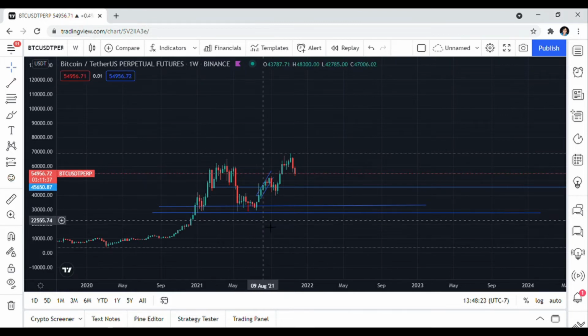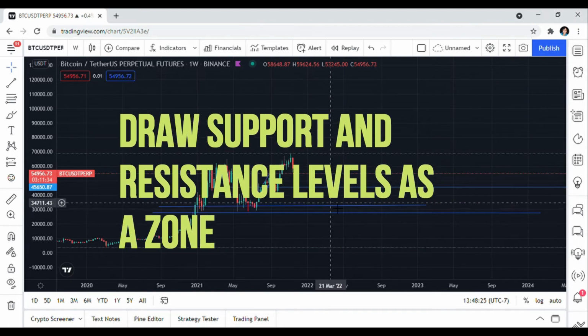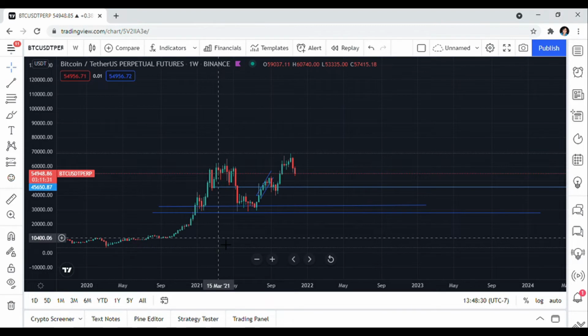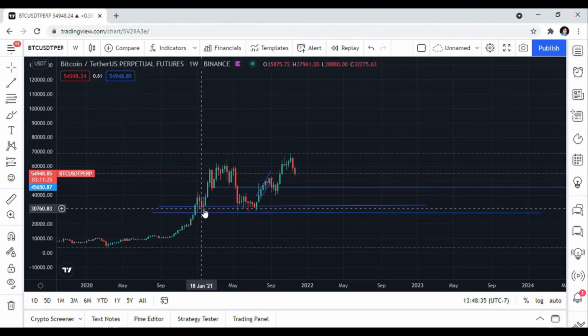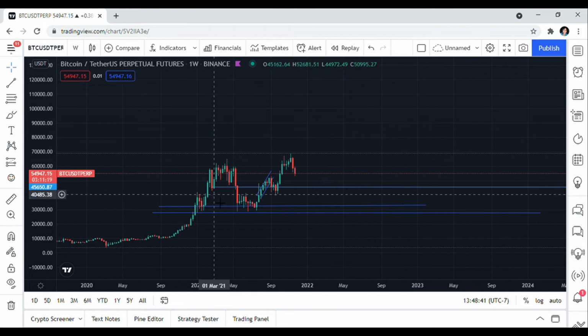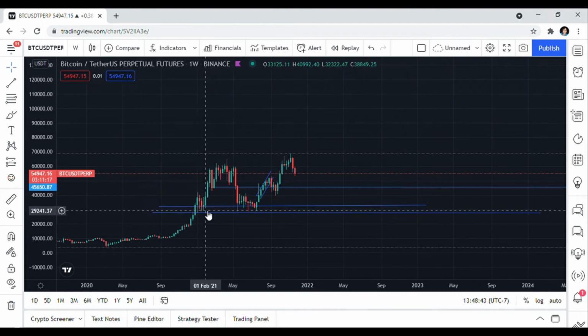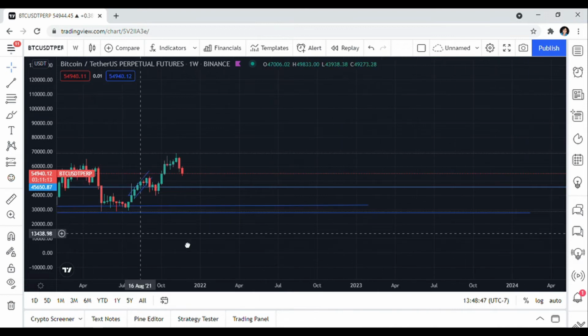So that's why you want to draw your support and resistance line as a zone and not as a single line. And how you can draw them as a zone is basically, for the support, you would want to look at the two lowest full body candles, and then you draw a line there. So in this case, I would draw the line from this here, right? I'm going to make this bigger a little.